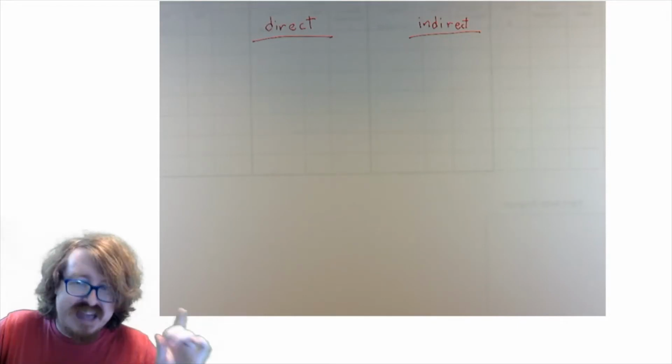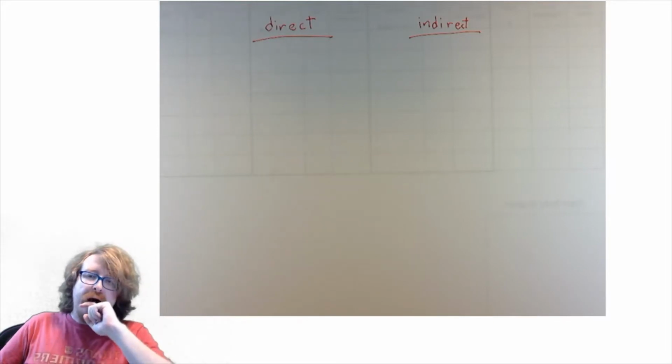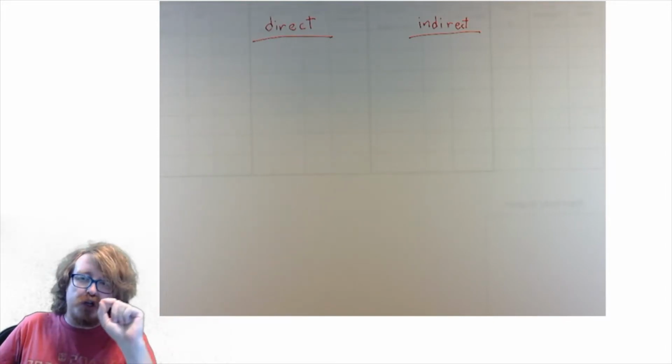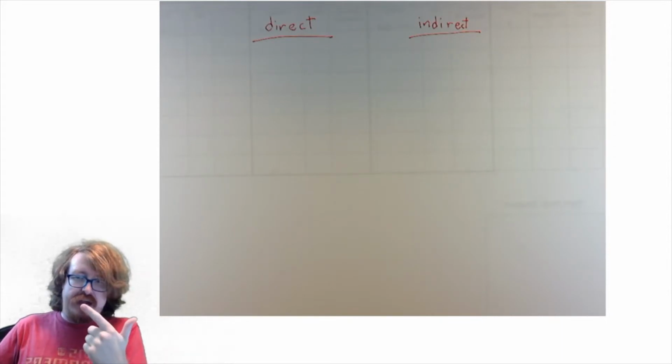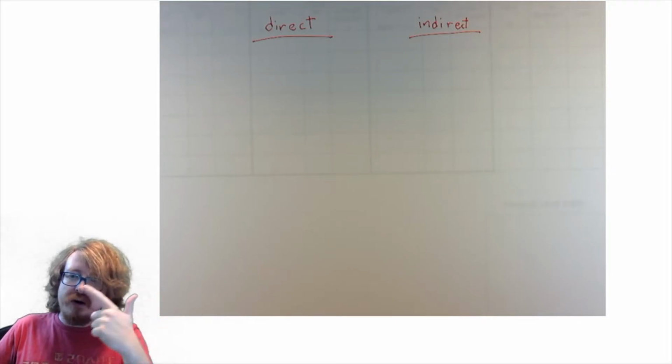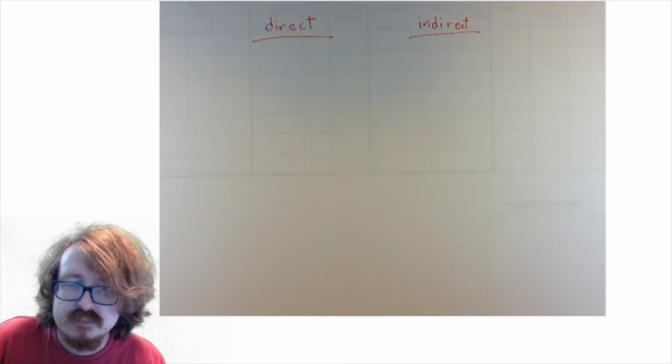So let's figure this out. We're going to vote in the Discord, right? Vote in the Discord. The distance to a star, is that going to be something we can directly measure, or is it something we're going to have to figure out indirectly? So direct or indirect for distance.